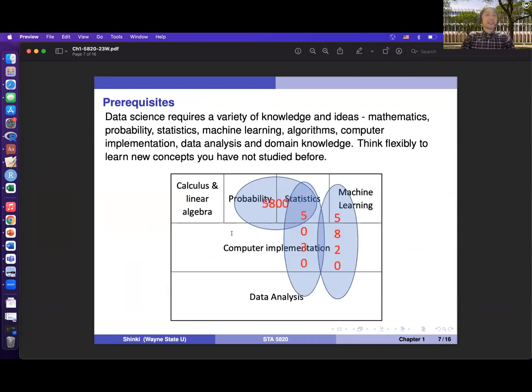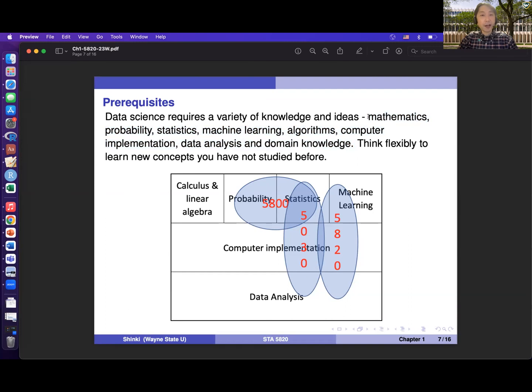Okay, so the prerequisites, maybe this is an informative slide. Data science requires a variety of knowledge and ideas: mathematics, probability, statistics, machine learning, algorithms, computer implementation, data analysis, and domain knowledge. Mathematicians always start with this and go in this direction, right? So it's really hard to reach the data analysis or domain knowledge.